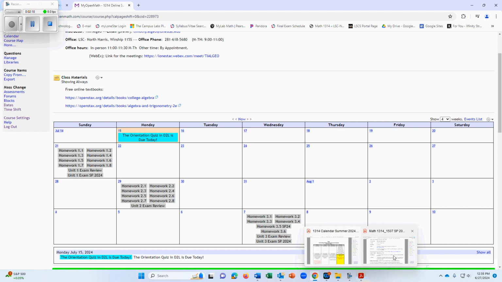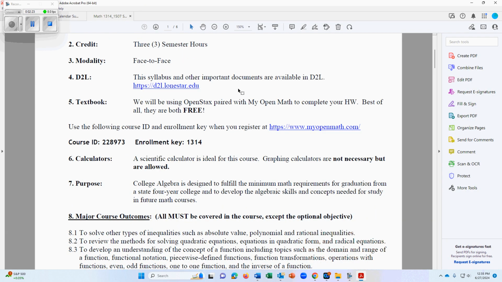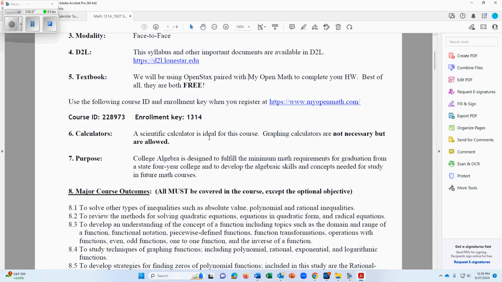So let's go back to the syllabus for now. Here's some general information. For calculators, a scientific calculator is ideal for this course. Graphing calculators are not necessary, but are going to be allowed. So if you have a graphing calculator, that's fine. You just can't use any calculators that can connect to the internet or anything like that.